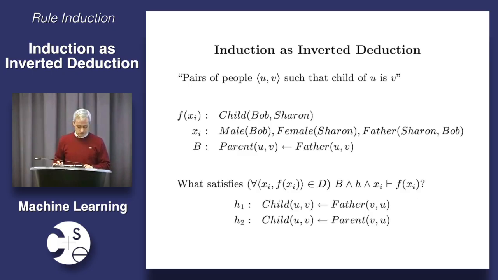And that's the problem. I'm missing some information to make that deduction possible. So our goal in induction is going to be to figure out what we need to add to the knowledge base to make the deduction go through. And then the deduction goes through. Okay? Any questions so far?